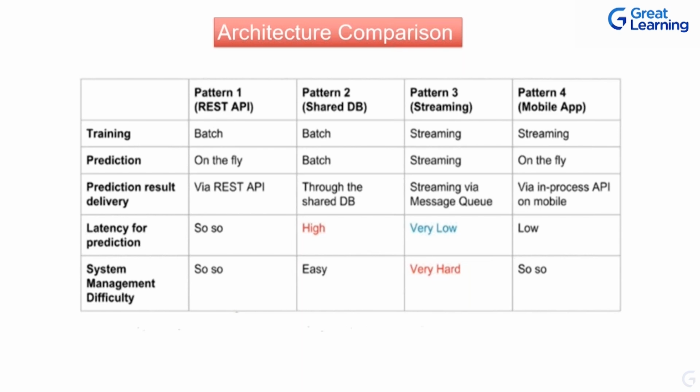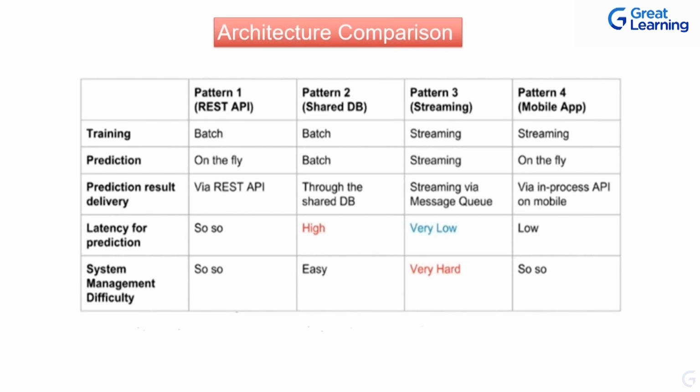And this is what we will see today. When I enter the input using the HTML user interface, we'll be able to see the output as a predicted output. The prediction results delivery, this again happens through a REST API. Latency for prediction, which means how much delay there is from the time when I take the user input to the time when I get the output back, is so. System management difficulty is also so. When we move on to different patterns, then I'll probably explain why we say the system management difficulty is so.